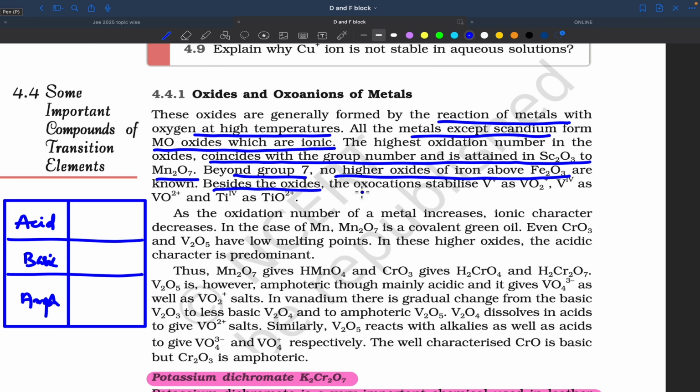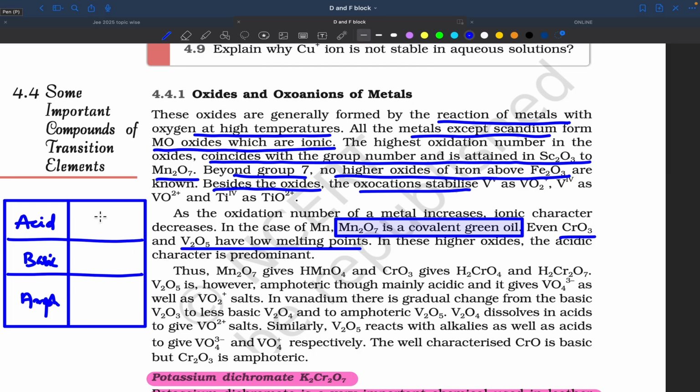Besides the oxides, the oxocations are also known. As the oxidation number of metal increases, ionic character decreases. So in that case, manganese in Mn2O7 is covalent, a green oil. See, Mn2O7 is covalent and a green oil. Even CrO3 and vanadium pentoxide have low melting points. These higher oxides are acidic, acidic character is predominating. So here indirectly he has given us the answer.